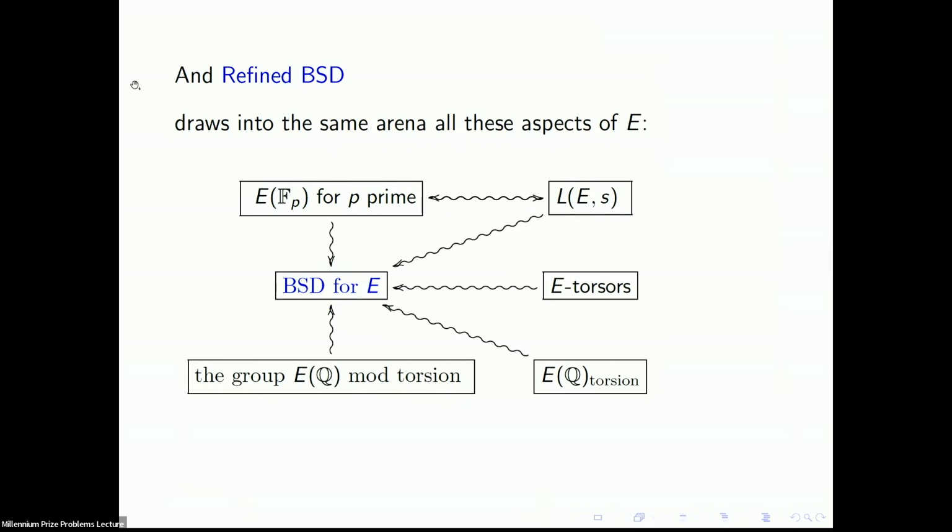it's a group, and you could take it mod torsion, and if you take it mod torsion, it plays one role in the final structure of the conjecture, and if you take the torsion subgroup separately, that will play a different role.